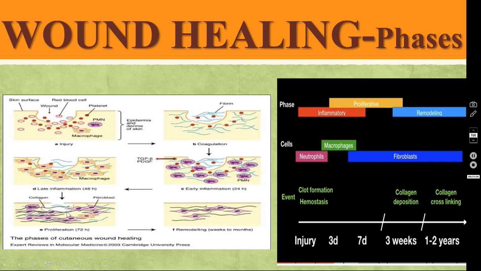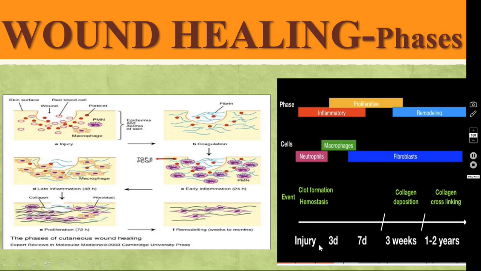This also produces neoangiogenesis, and re-epithelialization of the wound also happens here. In the remodeling phase, the collagen 3 will get converted into collagen 1, and then the scar also will get contracted. The same thing here also you are seeing. I have shown it in so many pictures. Injury, this is the third day, seventh day, 3 weeks, 1 to 2 years.